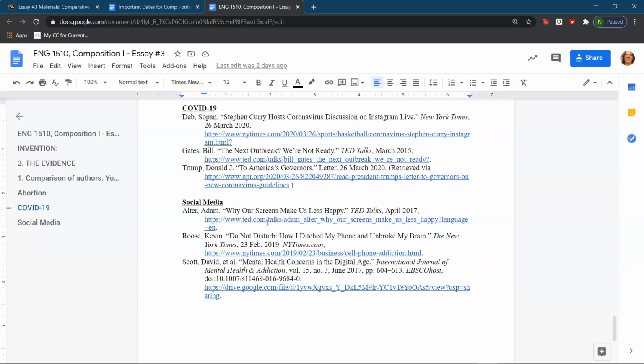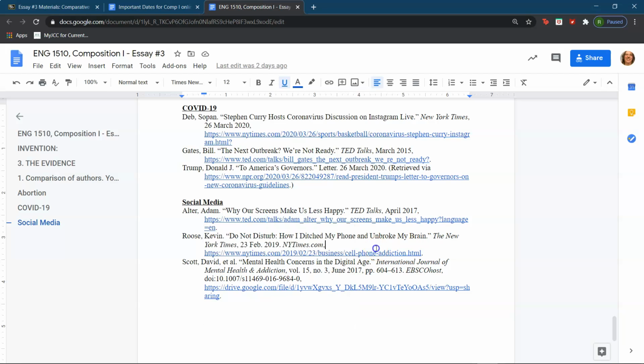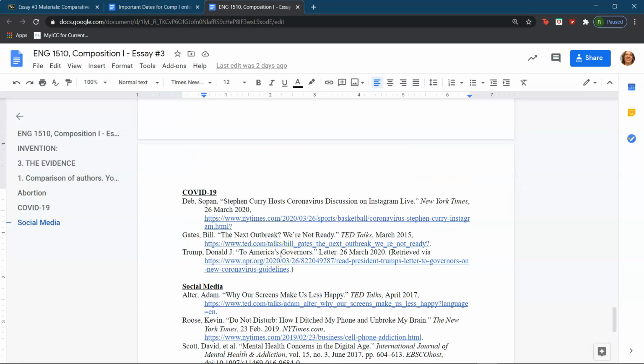Now, if you choose social media, the first source is a TED Talk, which is a video. And then the second thing is an article from the New York Times. And the third thing is another article that you can find within Google Drive right here. Now, yes, you do have to use all three sources for whatever topic you choose to write about.